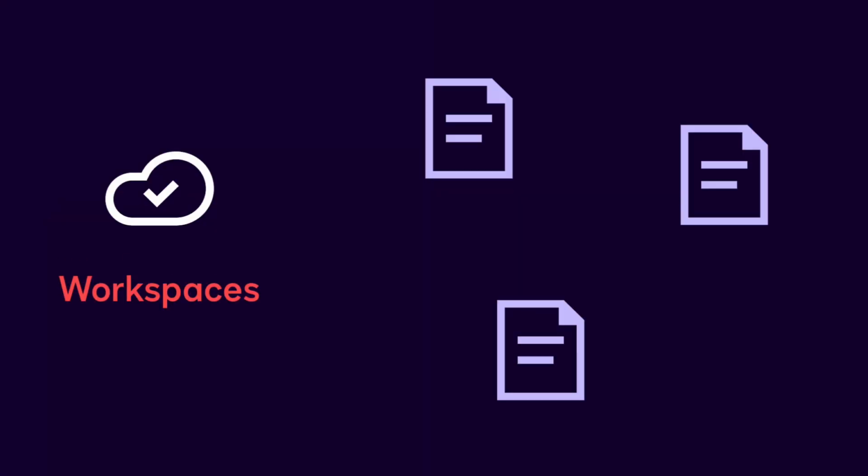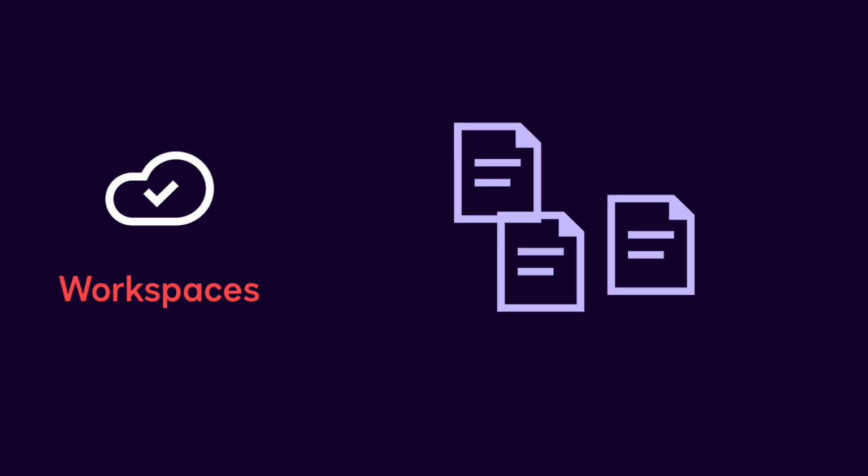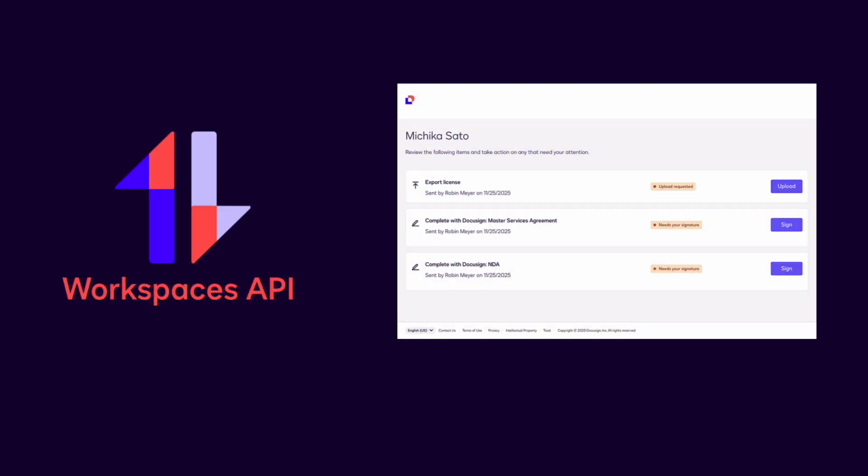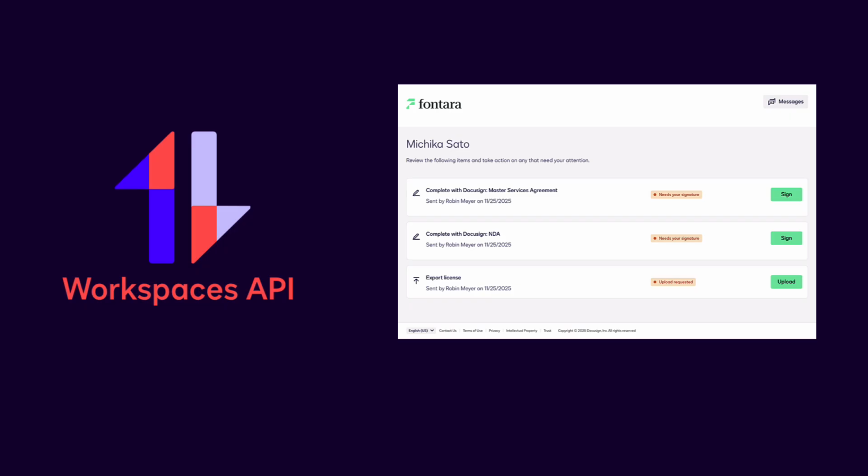DocuSign Workspaces streamlines multi-step agreement processes by centralizing documents in a secure, collaborative hub. You can use the Workspaces API to create and update these structured, multi-step workspaces from within your custom integrations. You can customize workspaces to reflect your organization's brand, including your brand colors and logo.